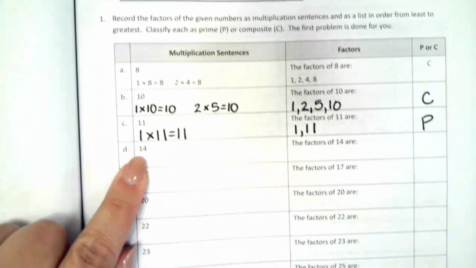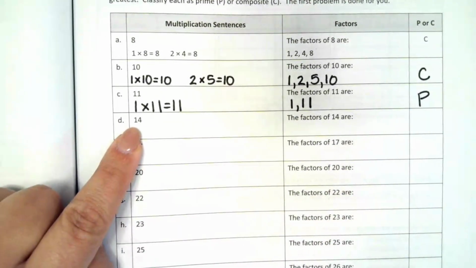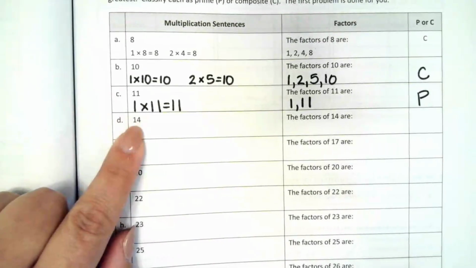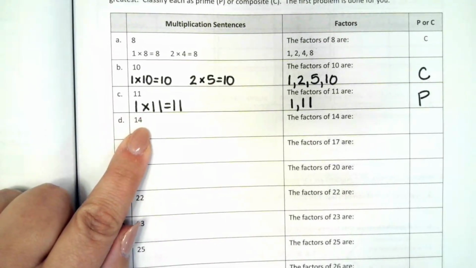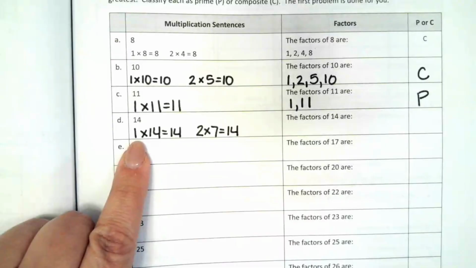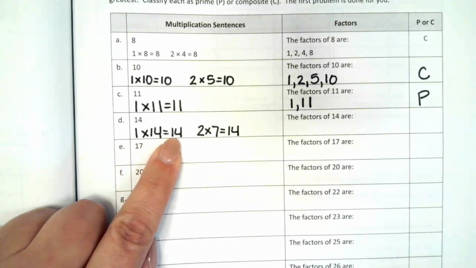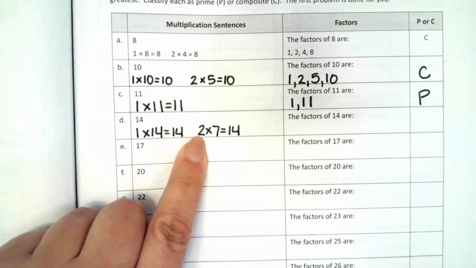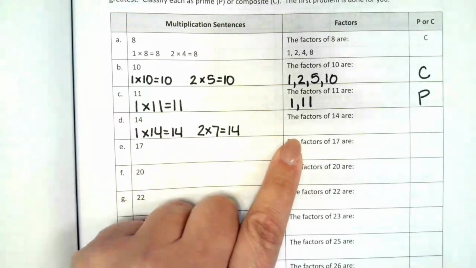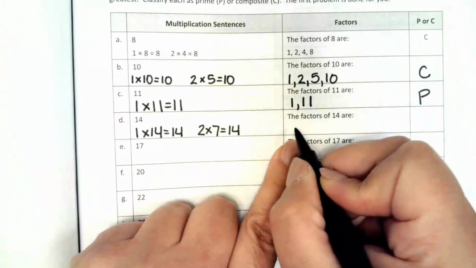Now you try listing some multiplication sentences that can equal 14. Pause the video, write some multiplication sentences, and then press play when you're ready to check your work. Did you write 1 times 14 equals 14 and 2 times 7 equals 14? Good job. Now we list those factors in order from least to greatest.